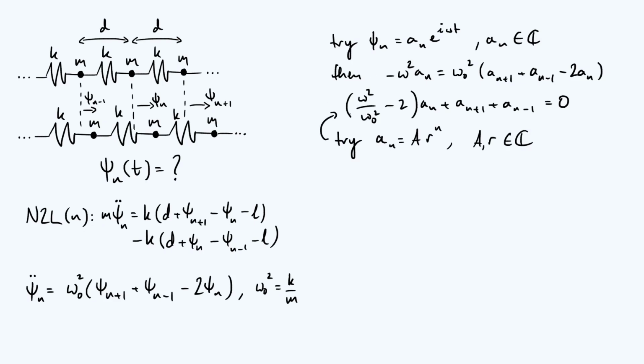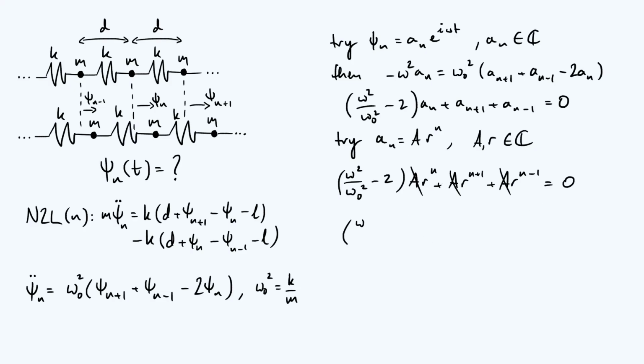So if we substitute that into the previous line, we've still got omega squared over omega naught squared minus 2. a_n, of course, just becomes capital A r to the n. Then all we have to do for the other two terms is change the power of r, right? So the next one is capital A r to the n plus 1, and then plus capital A r to the n minus 1. All of that is equal to 0. Notice that the A's cancel, which basically means there's no restriction on A, right? A can be anything. So here's the reason the characteristic polynomial method works. It's because the r to the n can be cancelled from each term.